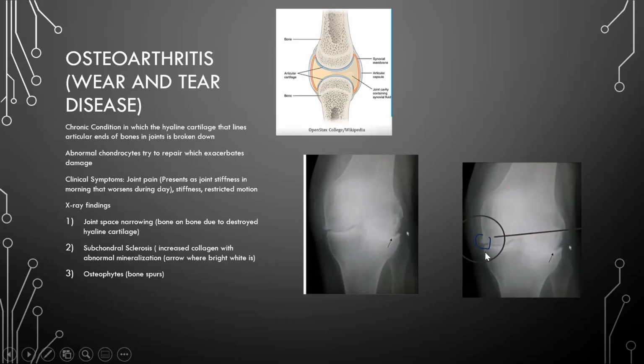So here circled in blue, that's an osteophyte. Subchondral sclerosis. So you see how it glows white. That's due to increased collagen. So that would be something to look for. And then especially, I could see him putting a picture of just a narrow joint space, just bone on bone.